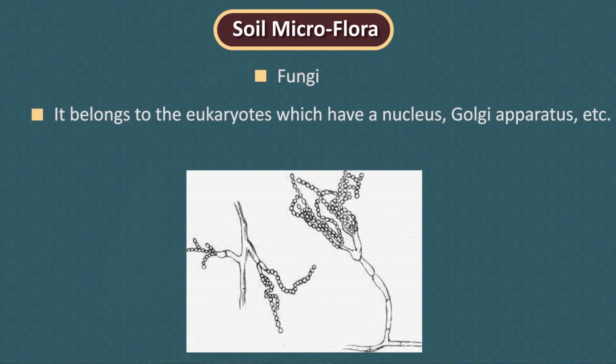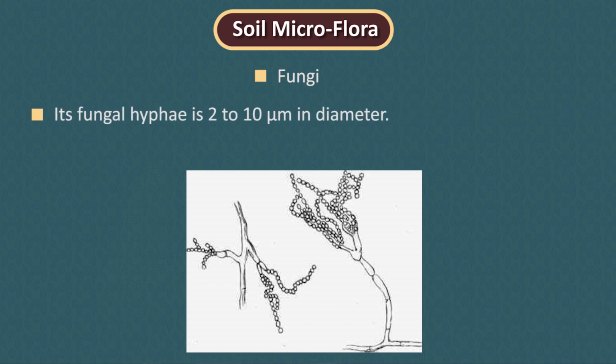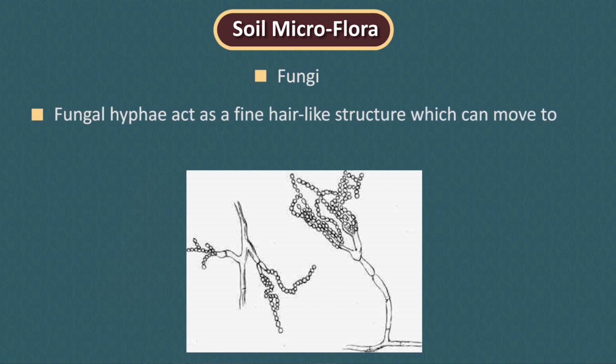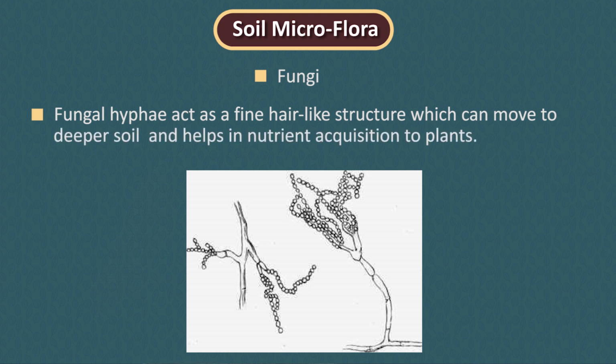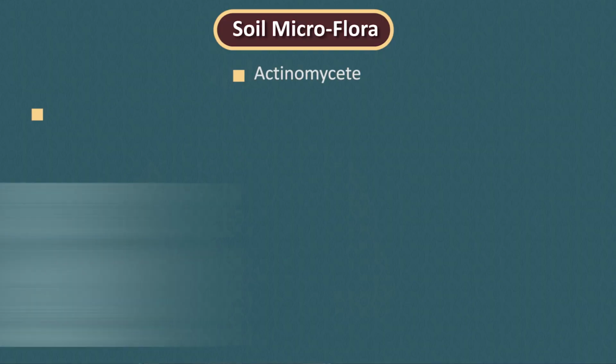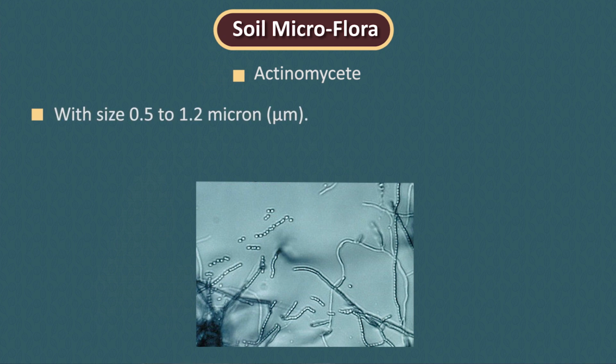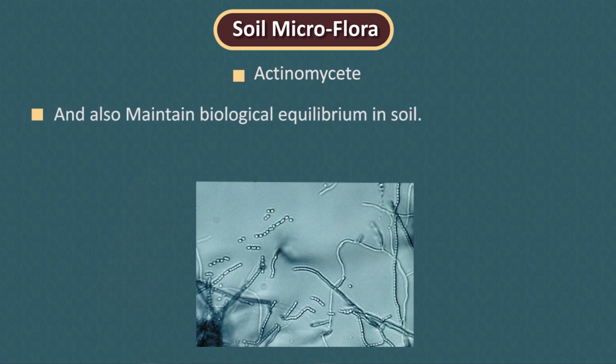Next is fungi. Fungi belong to the eukaryotes, which have a nucleus and Golgi apparatus. Fungal hyphae are 2 to 10 micron in diameter. These fungal hyphae act as fine hair-like structures which can move into the deeper soil and are helpful in nutrient acquisition for the plant. Then, let us see actinomycetes. They belong to the prokaryotic group with a size of 0.5 to 1.2 micron. Actinomycetes help in soil organic matter decomposition and also maintain the biological equilibrium in soil.